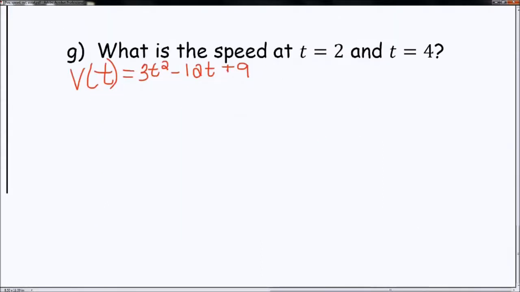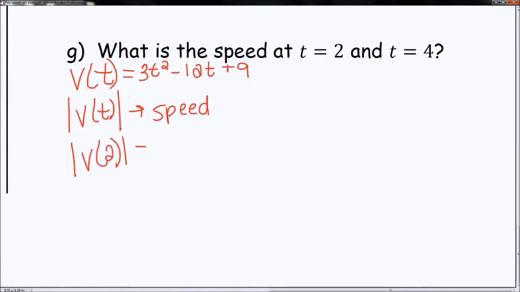Alright, what is the speed at t equals 2 and t equals 4? Well, the velocity again is 3t squared minus 12t plus 9. And again, speed is the absolute value of your velocity. That's speed. So we're going to plug in 2 and 4 and take the absolute value. So what is the absolute value of v of 2? And the absolute value of v of 4.